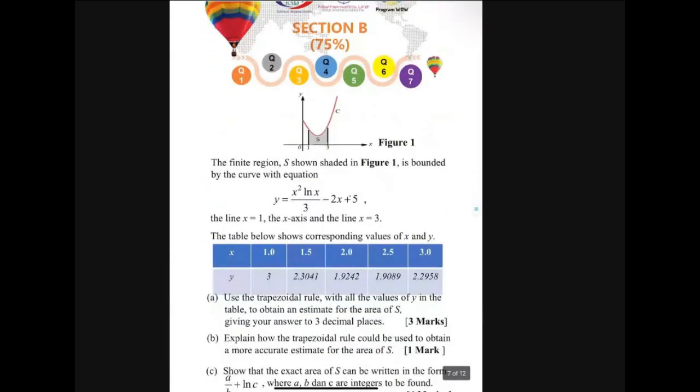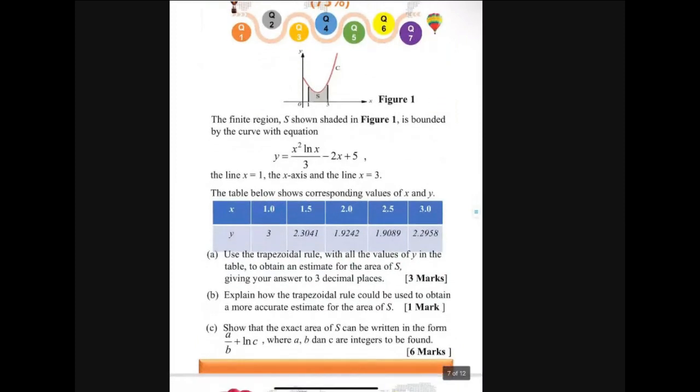Now moving on to question number 3. This is still topic 2. We have a diagram, figure 1, and a function in the question: y equals x squared ln x over 3 minus 2x plus 5, with a straight line from 1 up till 3, and a table below. Part A: use the trapezoidal rule with the values of y in the table to estimate the area of S up to 3 decimal places.